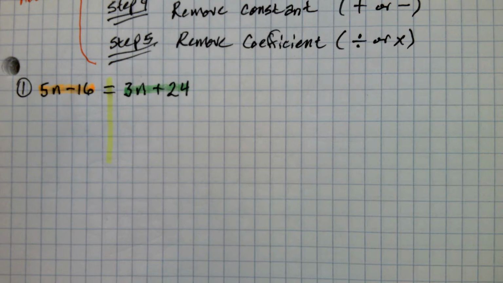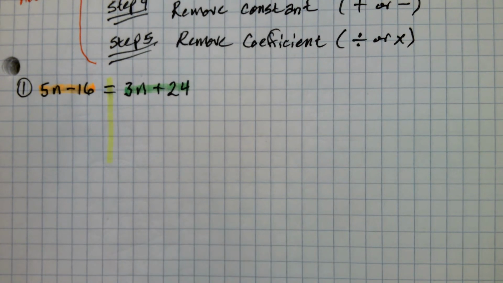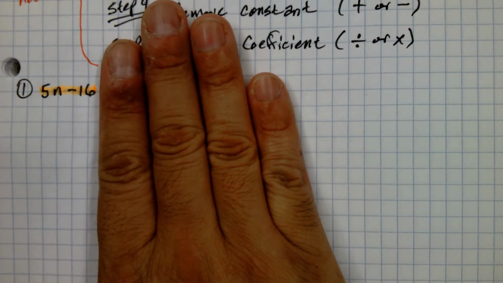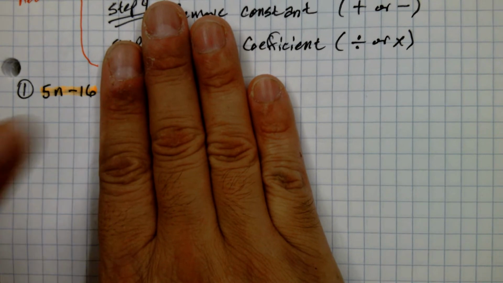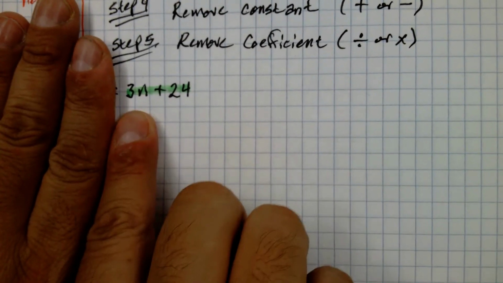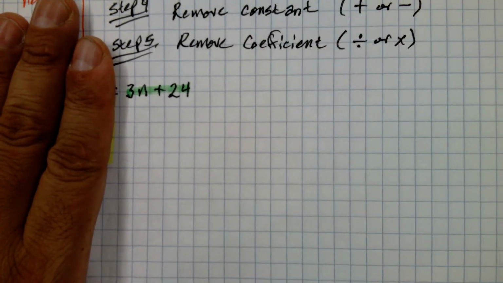Okay? So let's run down our list. First thing is distribute. Can I distribute anything? No parentheses, no distributing. Then we combine like terms. This is what I mean by combine like terms on each side of the equal sign. I'm going to cover up just the right side. Look at this. Can I combine 5n and 16? So nothing to combine there. Same thing here. Look at this. I can't combine 3n and 24. So we don't have anything to combine.